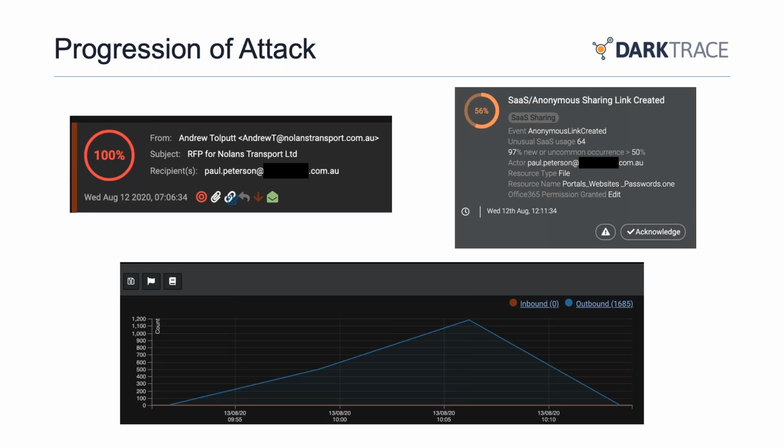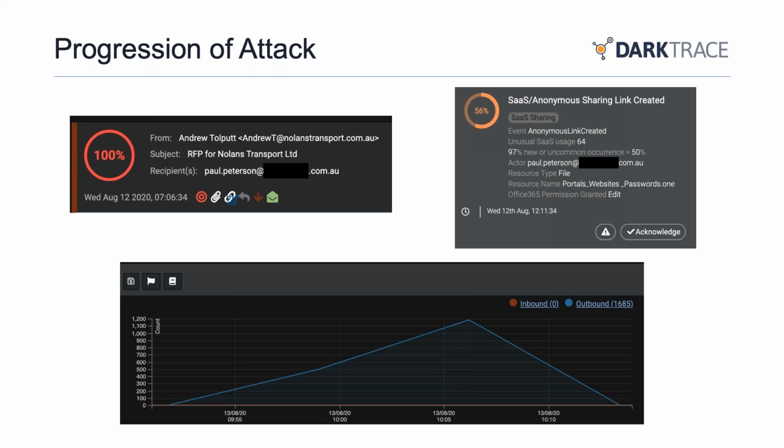And this, on the left-hand side, the 100% anomaly email is the email that Paul Peterson had received from that attacker, right? That RFP request for no lens transport. So Paul had clicked on it, handed over his credentials. And then what happened was that the attacker used those credentials to do something odd online. There was an odd activity in the SaaS environment, so in the Microsoft 365 environment.